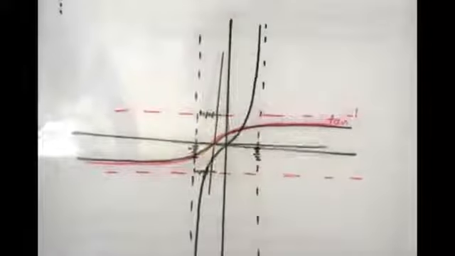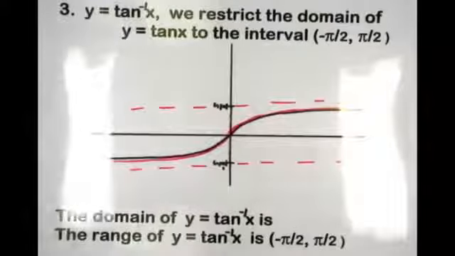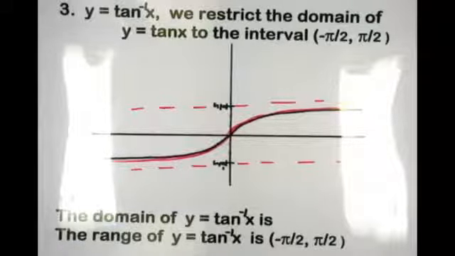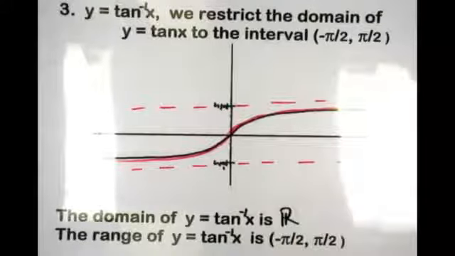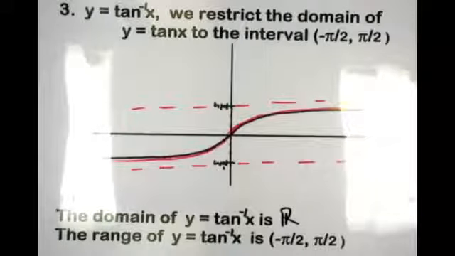Okay, so that's my inverse graph. And if we look, the domain of the tangent inverse is all real numbers. And the range of tangent inverse is the domain of tangent, which is minus pi over 2 to pi over 2.